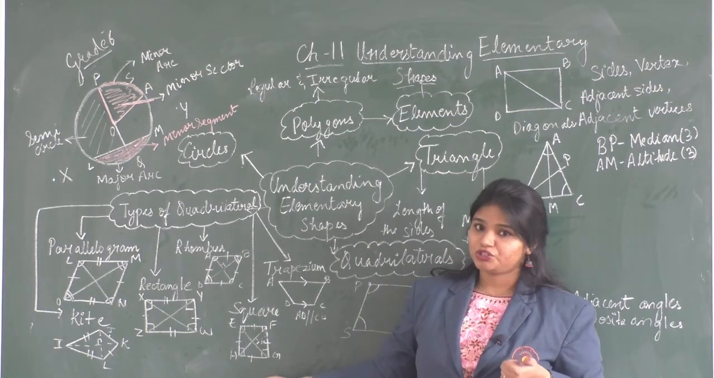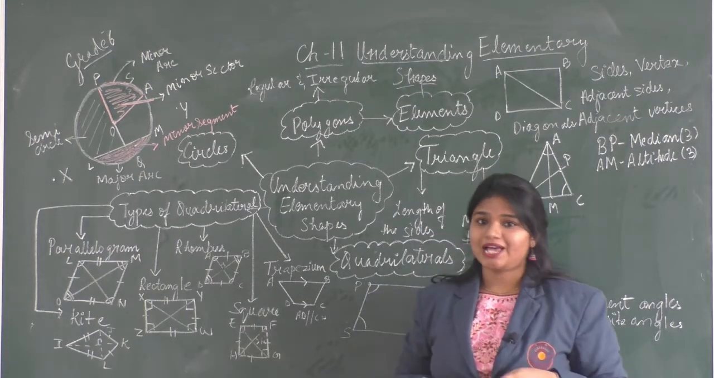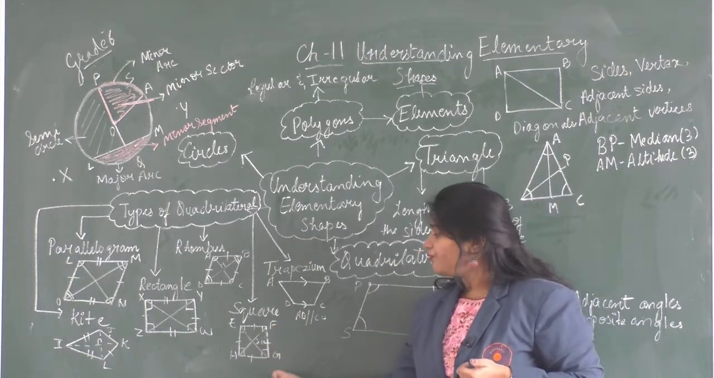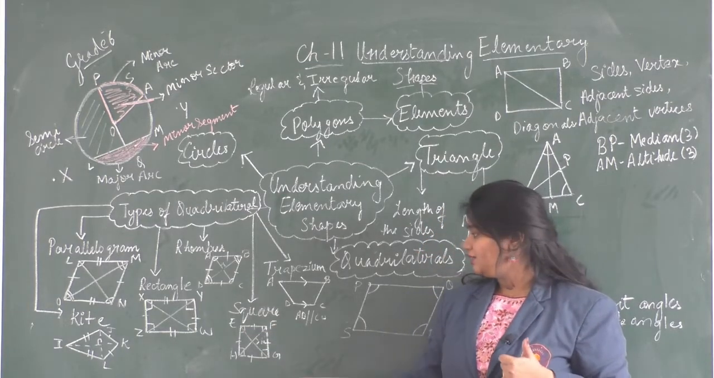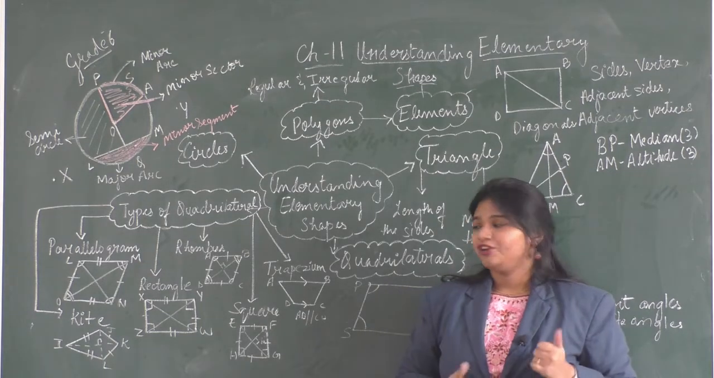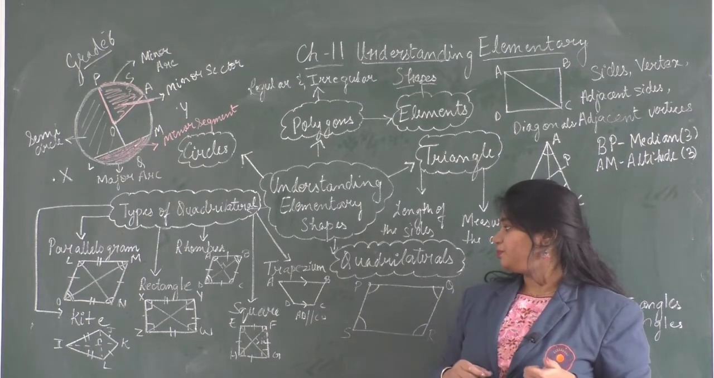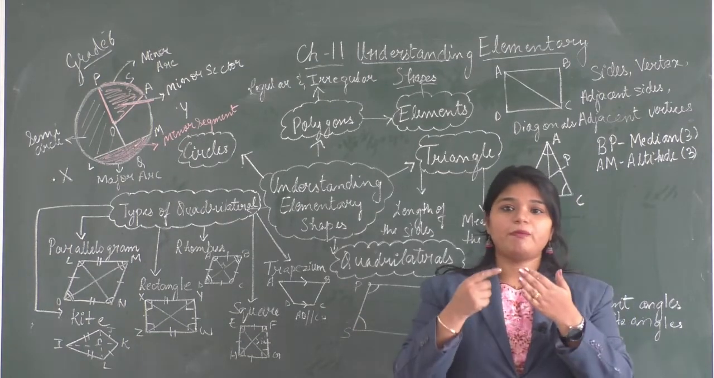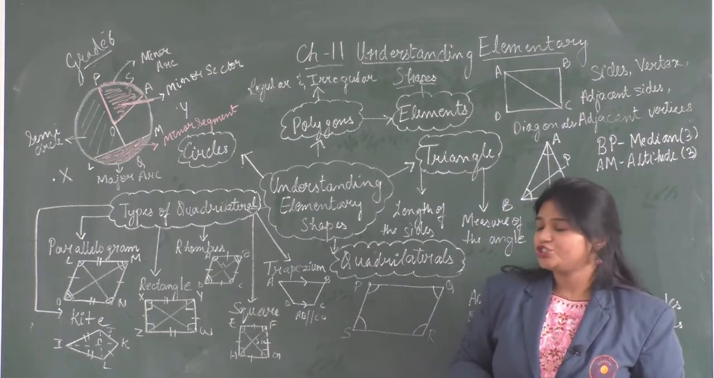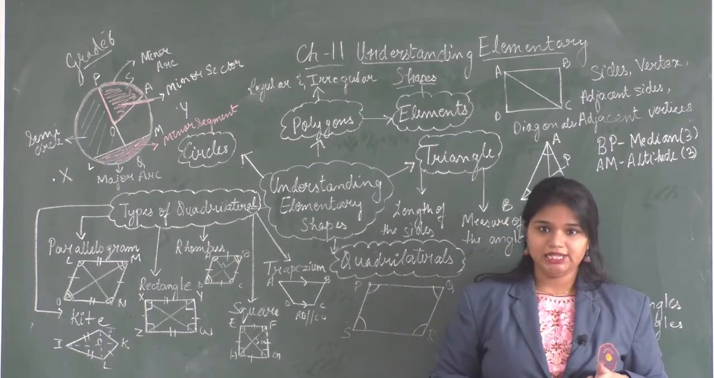Next we have a square. A square is also a quadrilateral which has equal sides and the sides are parallel to each other. Each angle of a square is a 90 degree angle and the diagonals of a square bisect each other at a right angle. Next we learned about another quadrilateral, that is the trapezium. Now in a trapezium, one pair of opposite sides is parallel to each other. So here side AB is parallel to side CD.